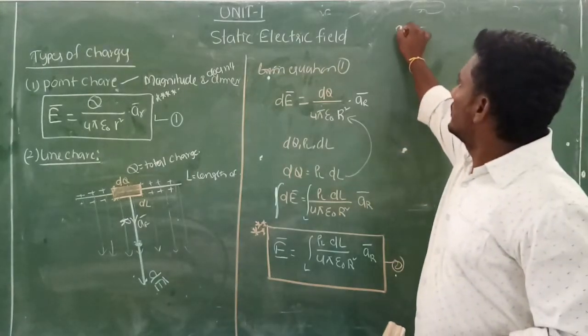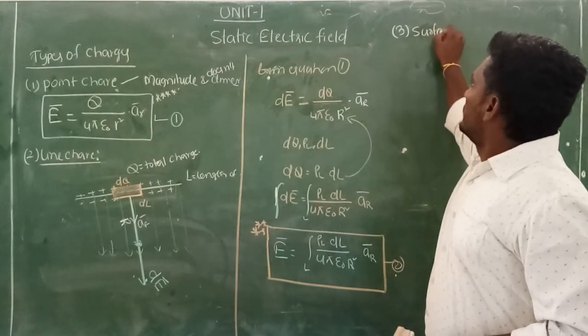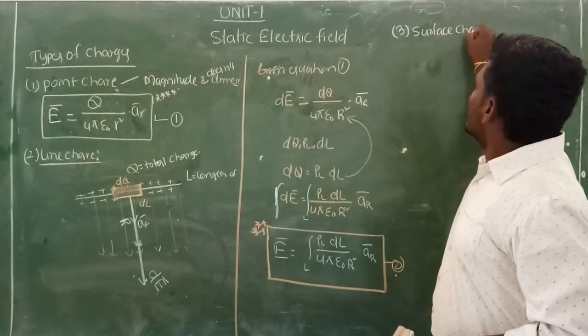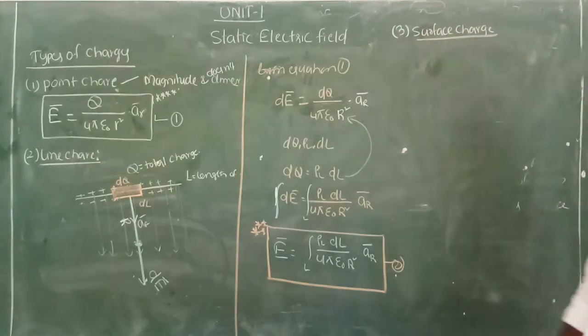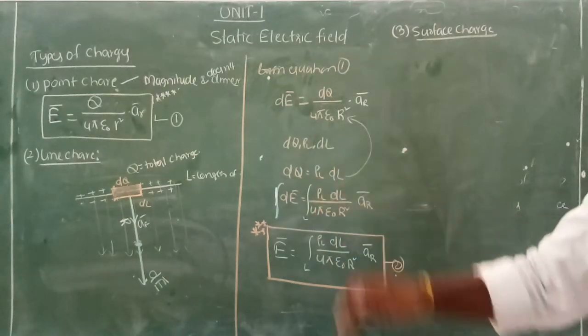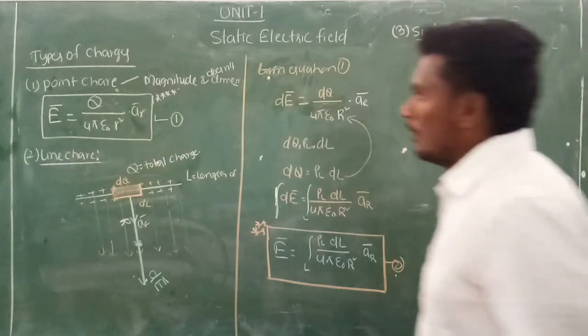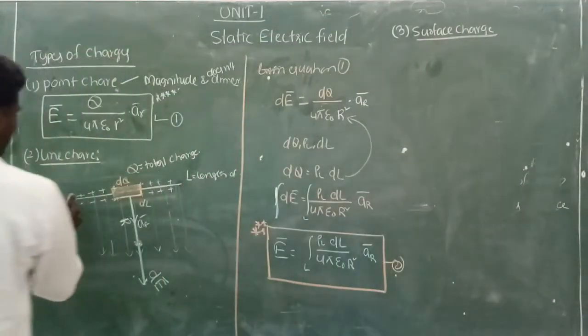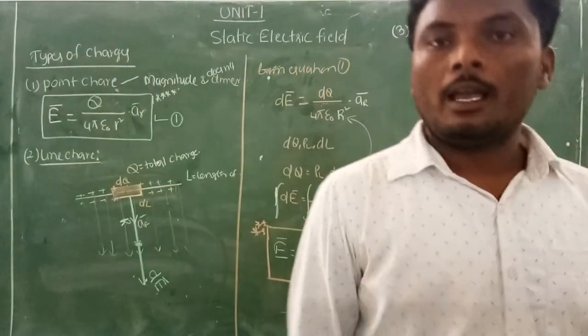What is that? Surface charge. Can you tell me the definition of surface charge? Tell me based on the line charge. How can we define this line charge? The charge is uniformly distributed along the line. Such a charge is called a line charge.